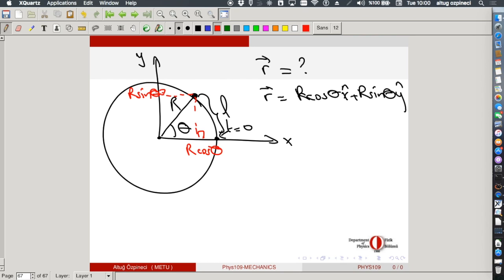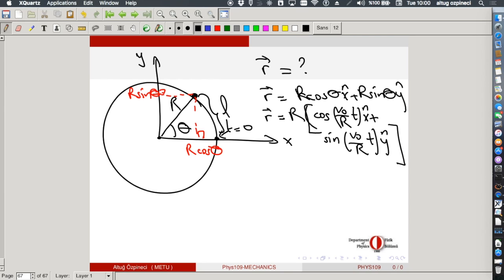Now we already know what theta is. So R is, let's put capital R times cosine of V0 over R t in the x direction plus sine of V0 over R t in the y direction. So we know the position vector as a function of time.